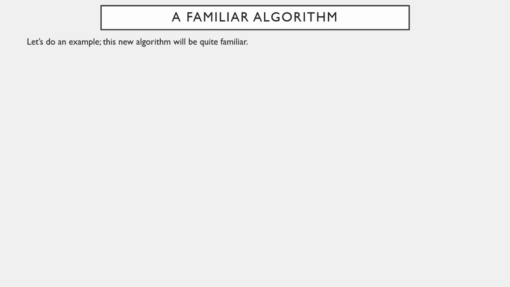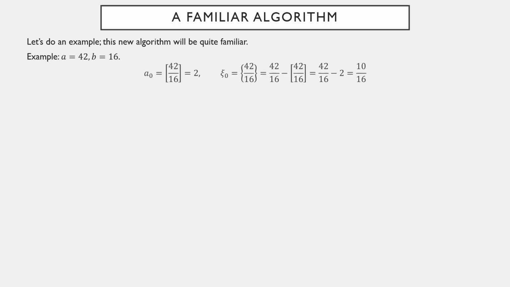So let's do an example, and we're actually going to see that this is quite a familiar algorithm. Let's suppose we start with 42 over 16. The integer part of 42 over 16 is 2. That's how many times we can take a 16 away from 42. Meaning that the first remainder or fractional part is 42 over 16 minus that integer part. 42 over 16 minus 2 is 10 over 16.